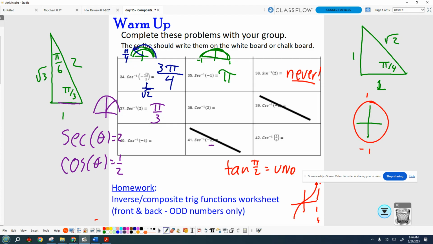Khalil, cosecant is what trig function upside down? Sine. So this is saying where is cosecant 2 is where is sine 1/2. So Hayden was answering this one earlier. Jackson, where is sine 1/2? So where is cosecant 2? Pi over 6.